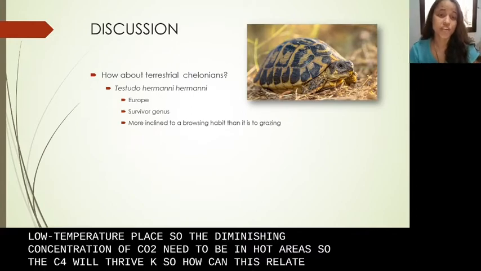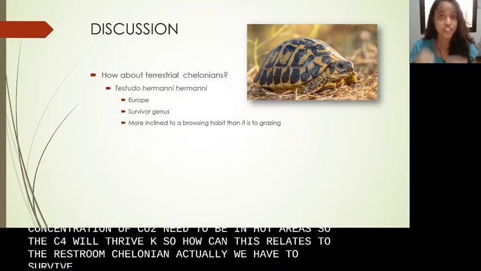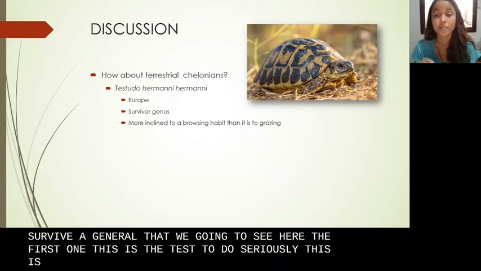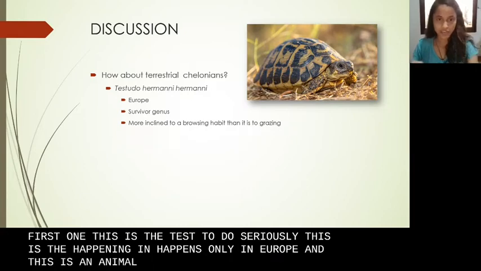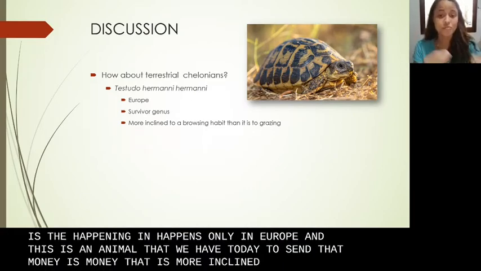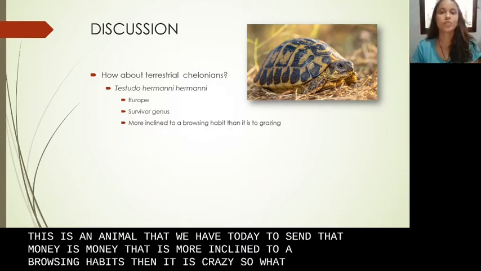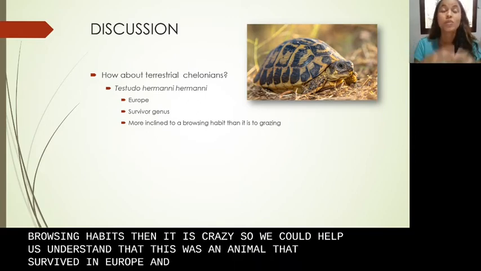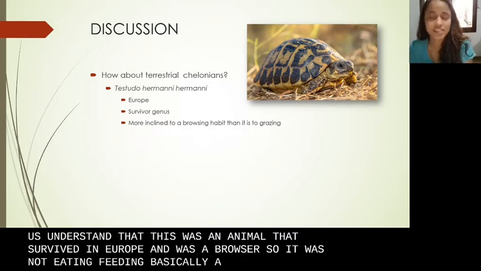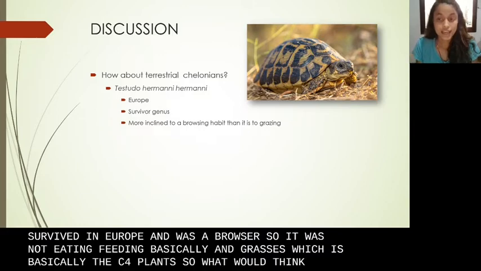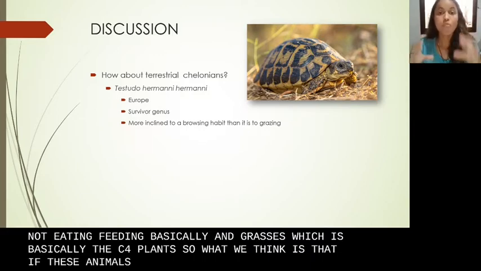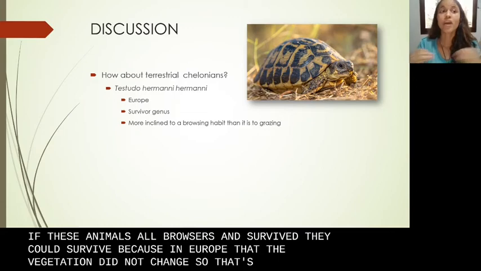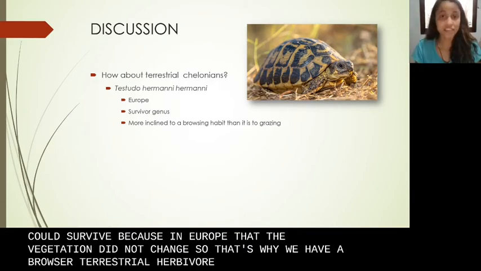So how can this relate to terrestrial chelonians? Actually, we have two survivor genera that we're going to see here. The first one is Testudo. Curiously, Testudo is a genus that occurs only in Europe. This is an animal we have today, Testudo hermanni, that is more inclined to a browsing habit than to grazing. This could help us understand that this was an animal that survived in Europe and was a browser, so it was not feeding basically on grasses, which are basically the C4 plants. If these animals are browsers and survived, they could survive because in Europe the vegetation did not change. That's why we still have a browsing terrestrial herbivore living there.